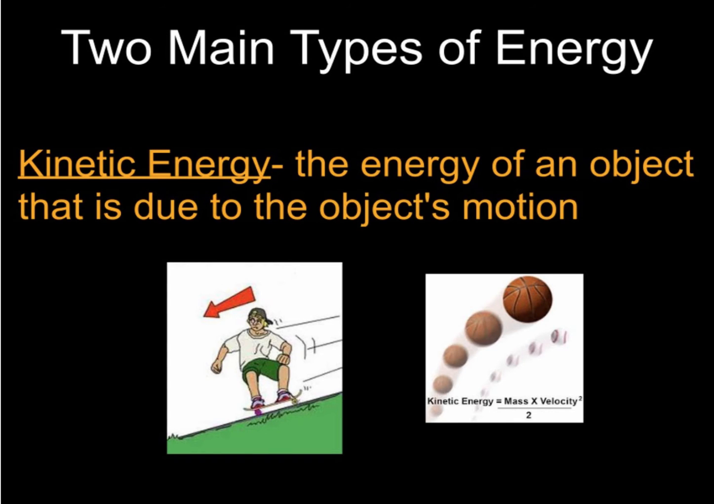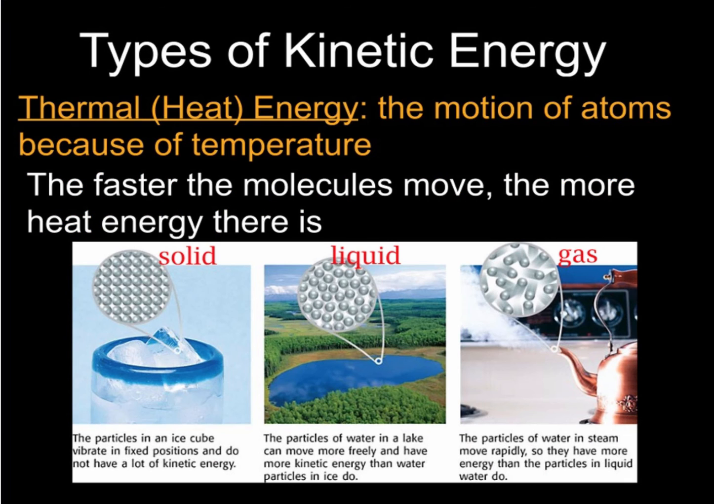Okay, so now we're going to talk a little bit about kinetic energy, and that's your energy that's in motion. First type of kinetic energy would be thermal energy or heat energy, and this is the motion of atoms because of temperature. The faster that molecules are moving, the more heat energy there's going to be. So gases have more heat energy than liquids, which have more heat energy than solids.